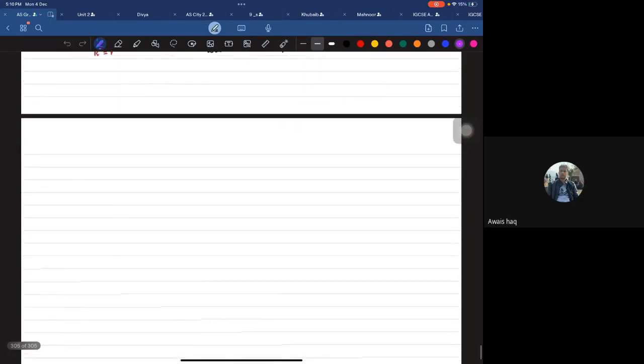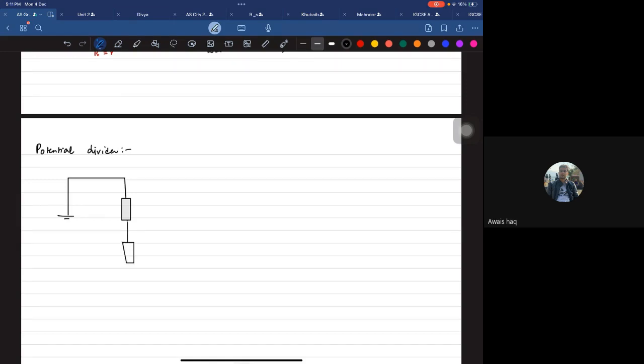Okay. So the next thing you're going to do is basically called potential divider. Potential divider. So about potential divider, I just want to tell you that it is basically a series circuit that has a variable resistor or two different resistors connected to it. Like that.